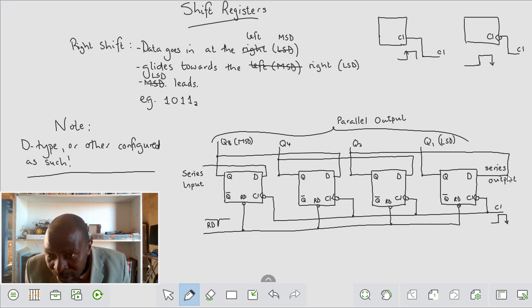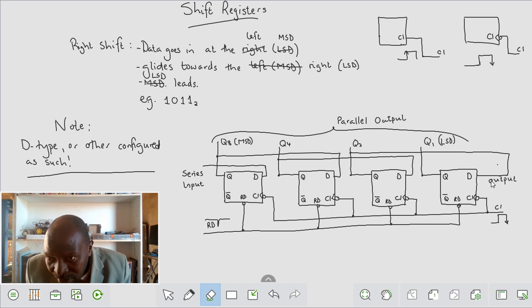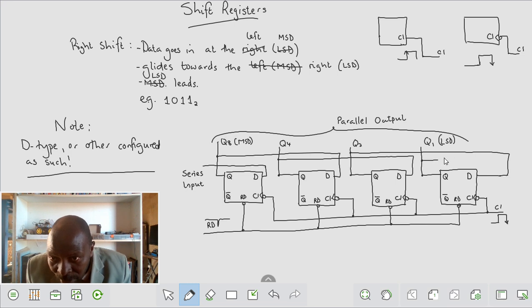And I was wrong to call that an output. I almost made a similar mistake here. The output is not at the Ds. Need to remember that our output is at the Qs. So our output is actually at the Q. Our output here is the final Q. This is our series output.